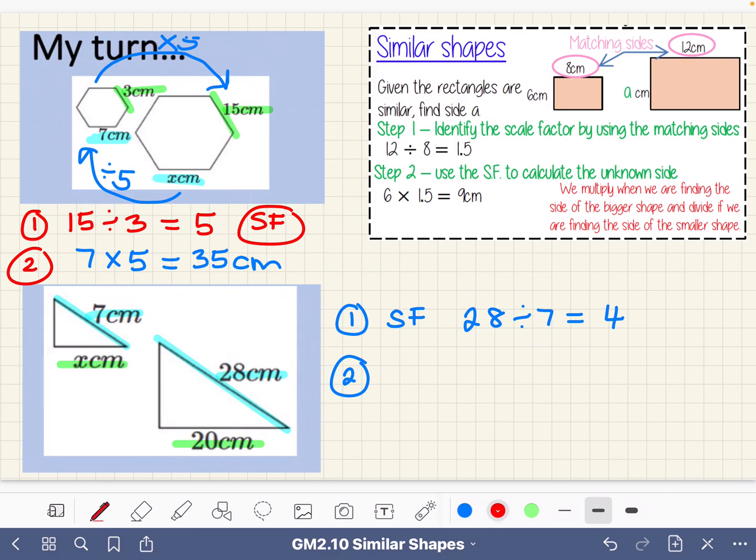If I go from the smaller shape to the bigger shape, I times by 4. If I go from the bigger shape to the smaller shape, I divide by 4. That means in this case, I'm going along the bottom, I'm going from 20 to X, meaning I need to take 20 and divide it by 4. That gives me 20 divided by 4 is equal to 5 centimetres.